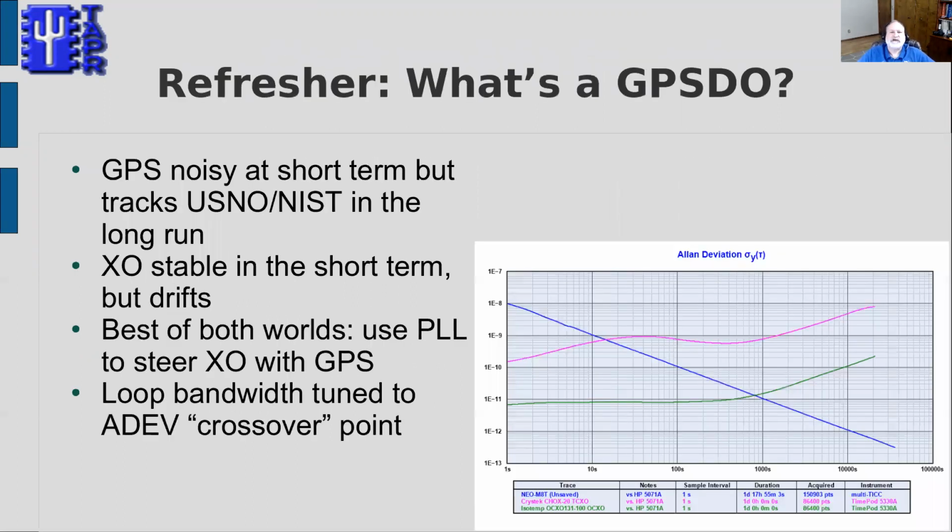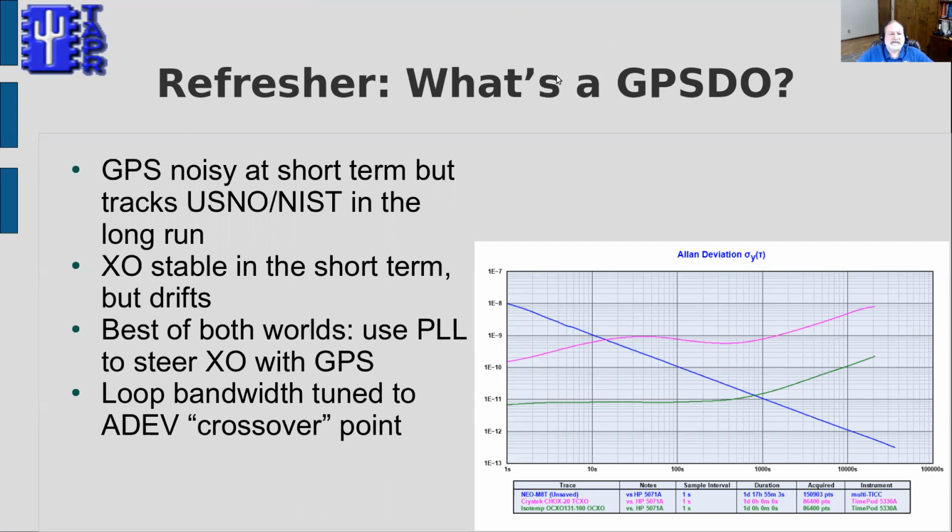So just as a quick refresher, a GPS disciplined oscillator takes advantage of the fact that the GPS pulse per second signal you can get from many receivers is noisy. It has a lot of jitter in the short term, but in the long run, it tracks the atomic clocks at the US Naval Observatory and the National Institute of Standards and Technology. Whereas a crystal oscillator is very stable in the short term. It doesn't have much jitter, but over time it drifts and jumps around.